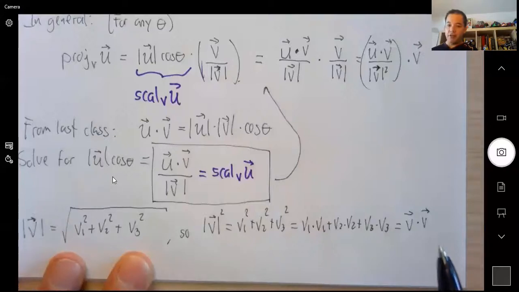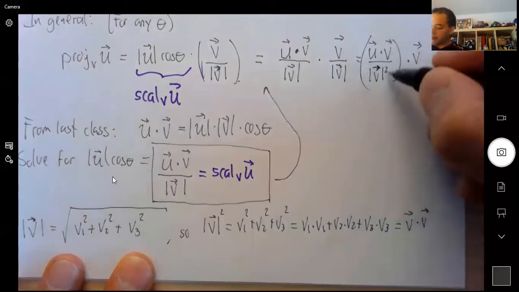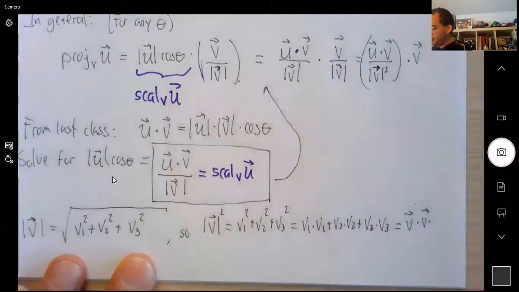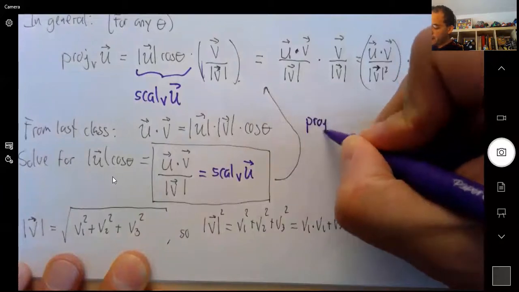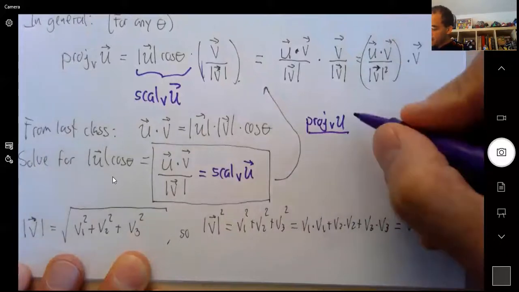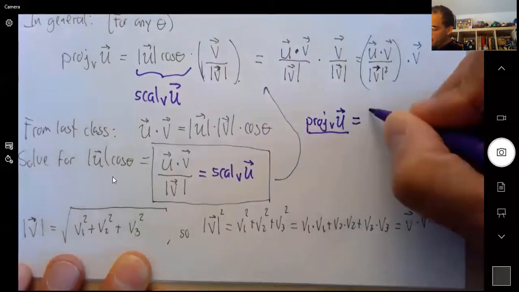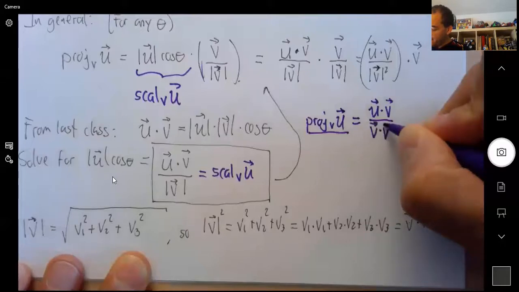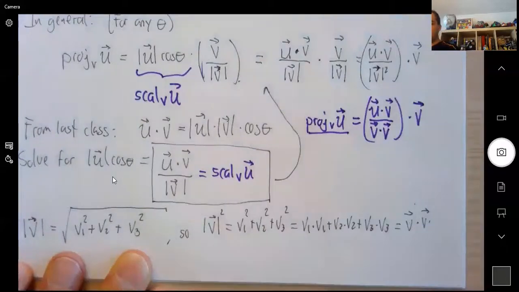And that's the last thing we can do to make it look like an even better formula, right? So instead of writing the magnitude of v squared here, we can write v dot v. And this gives us the ultimate formula for the projection, the one that looks the prettiest, in my opinion. I'm gonna write it right here. The projection of vector u onto vector v is equal to u dot v divided by v dot v times the vector v, right? That's the formula that I like the best.